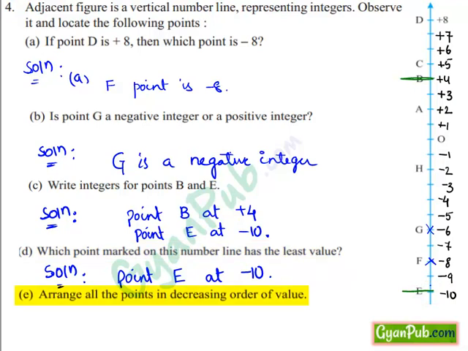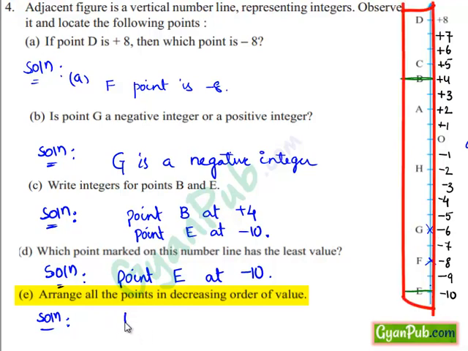Arrange all the points in decreasing order of value. Coming to the solution of the E bit, we know that as we move down on the number line, numbers are in decreasing order. So, if we write all the points from top to bottom, they are in decreasing order of value. At the top, point D, the next C, next B, A, then H, then G, then F and E. These are all the points in decreasing order of value on the given number line.